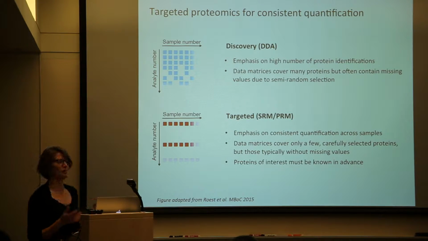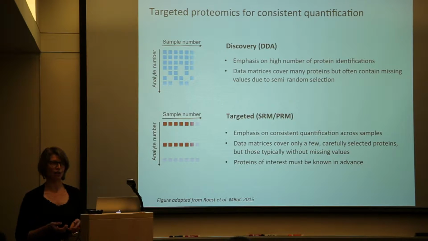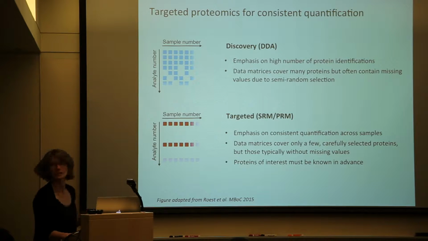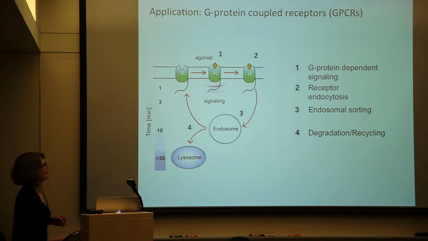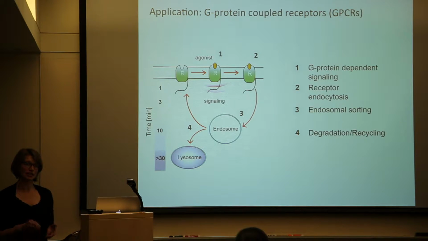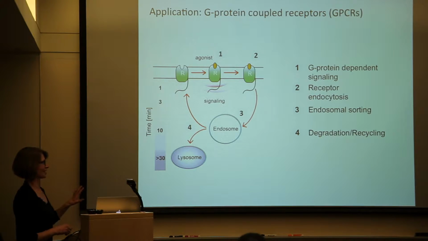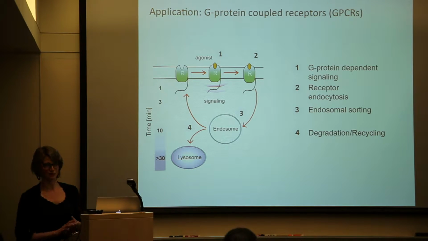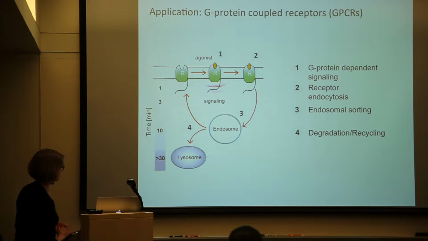Now I hope I could give you a bit of a sense of how the two principles work. Now I would like to tell you how we apply this to a specific biological problem. The application that I chose here is G protein coupled receptors. Up front I want to say that all of the experiments and results I tell you about are a fantastic collaboration with Braden, the postdoc from the Von Zastrow lab at UCSF.